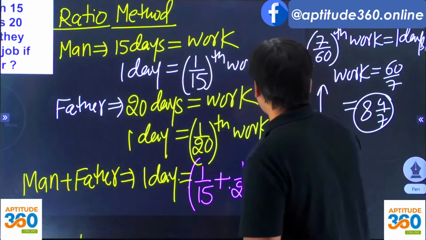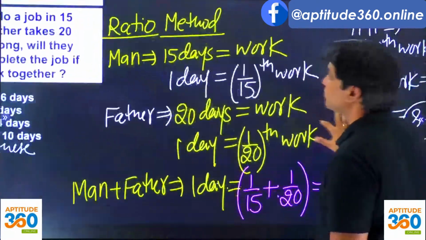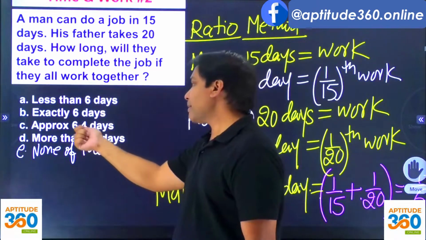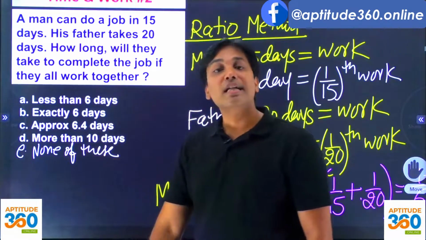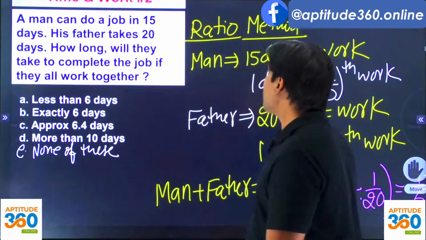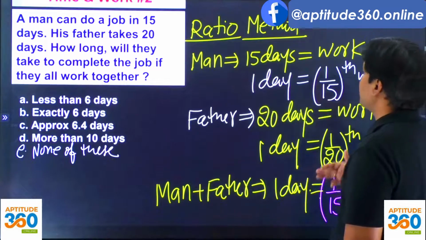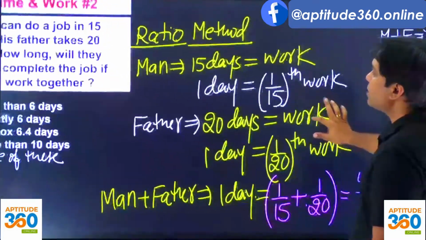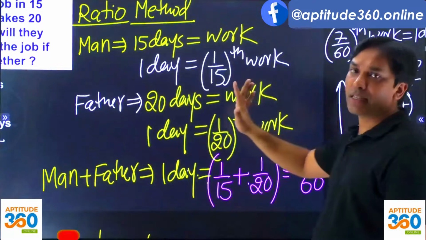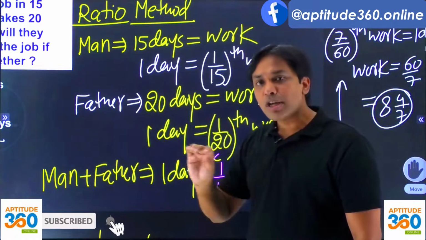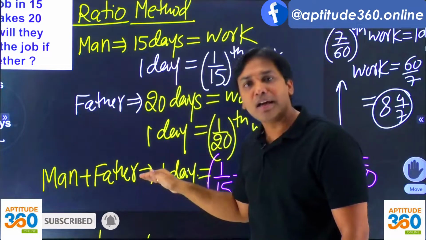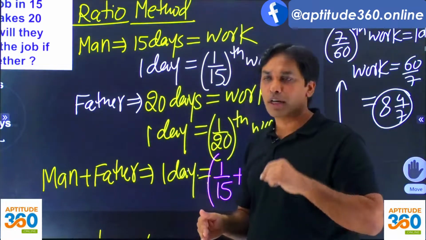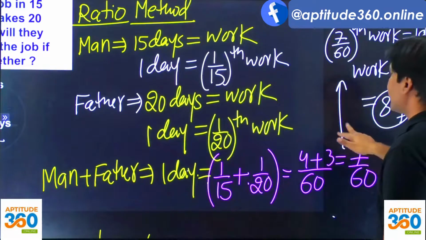Now let us look at our options. What is the answer? Less than 6, not even a possibility. Exactly 6, approximately 6, more than 10. What is the answer? None of these. So how did we try to solve this question? We tried to solve this question by using the very first method, which is ratio method, and I have written step by step. आपको मेरे ख्याल से कुछ ऐसा प्रॉब्लम, कुछ ऐसा डाउट इसमें आ नहीं रहा होगा. हाँ, शुरू में आपको लग रहा होगा कि भाई बहुत लिखना पड़ रहा है, but that's okay. For the first 5-10 questions, that's pretty much okay.